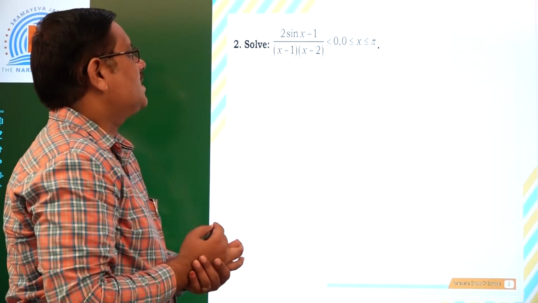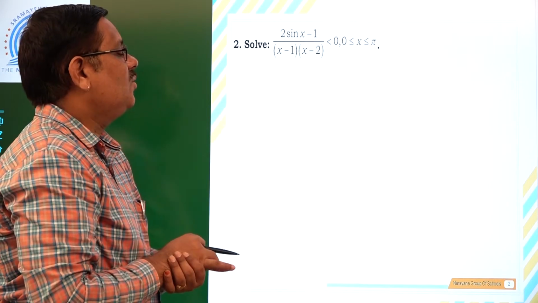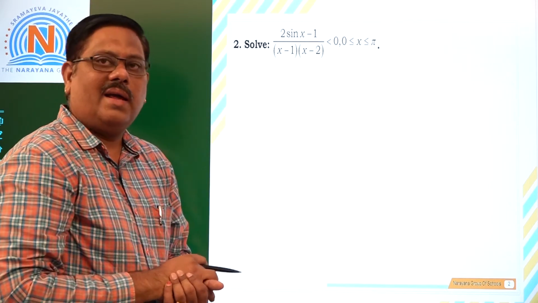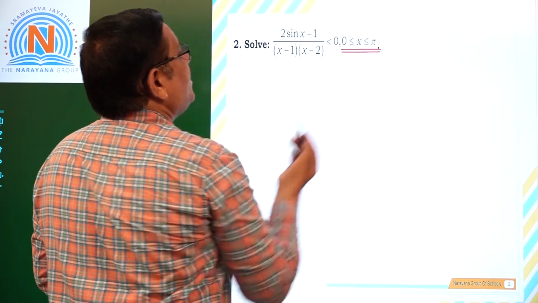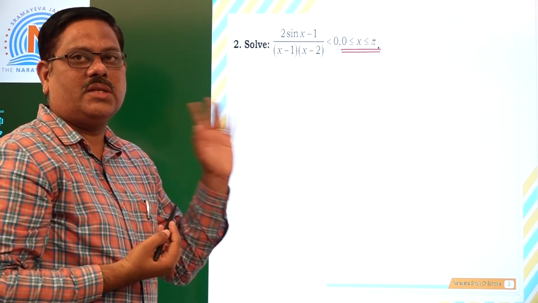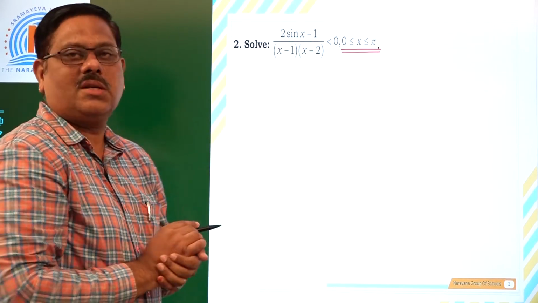Solve (2 sin x − 1) / ((x − 1)(x − 2)) < 0, where 0 ≤ x ≤ π. We are given that x must be between 0 and π. That is a condition. Using that condition, between what values is the expression negative? That is the question here.